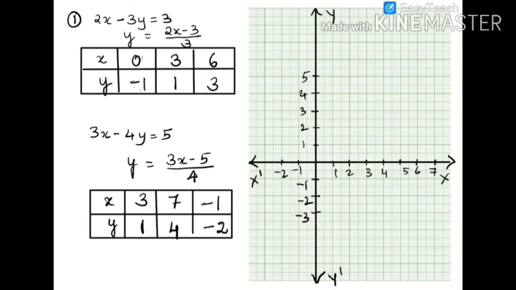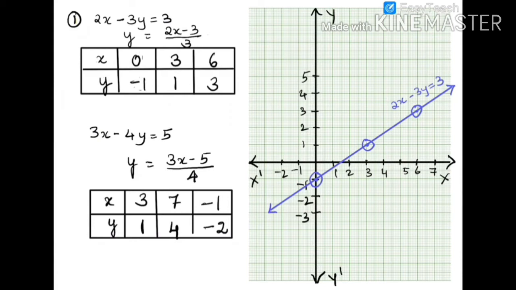Let's plot the points for the first equation. (0, -1) will lie on the y-axis. (3, 1) lies over here, and (6, 3) is also in the first quadrant. Before plotting the points for the second equation, join these points using your ruler and label the line with the corresponding equation 2x minus 3y equal to 3.